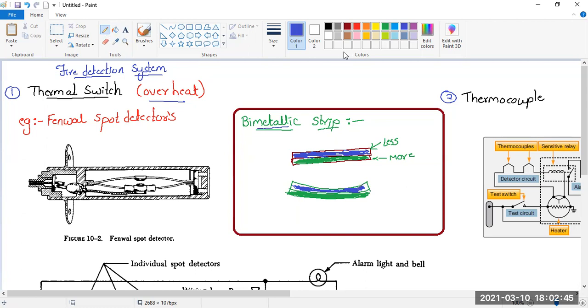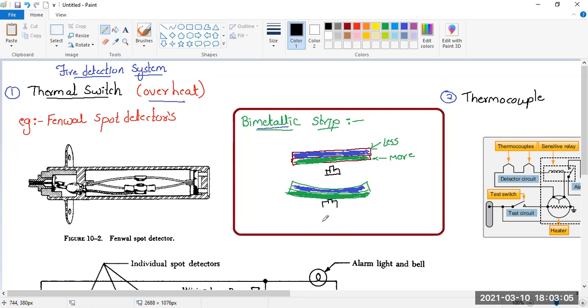And think of this: if I have some micro switch, you already know what a micro switch is, right? A press button. If I keep some micro switch over here, it expands and pushes the micro switch inside. The circuit will be completed, right? Such a switch is called a thermal switch.